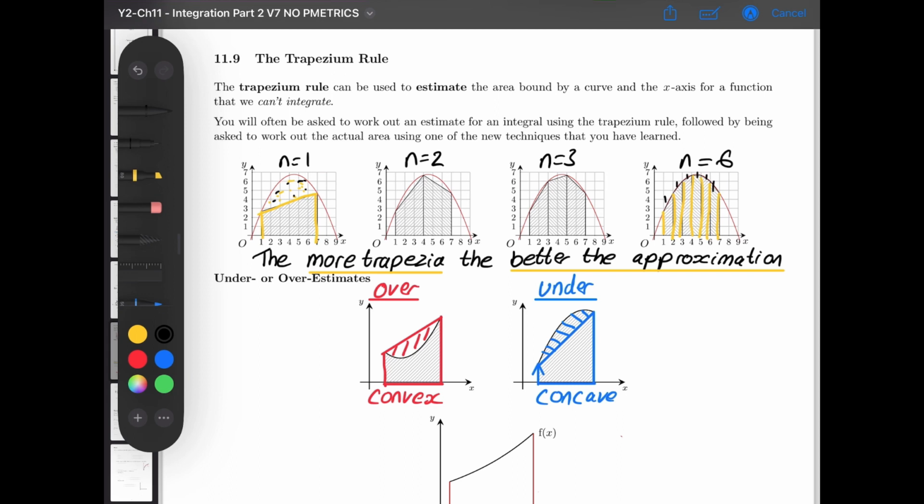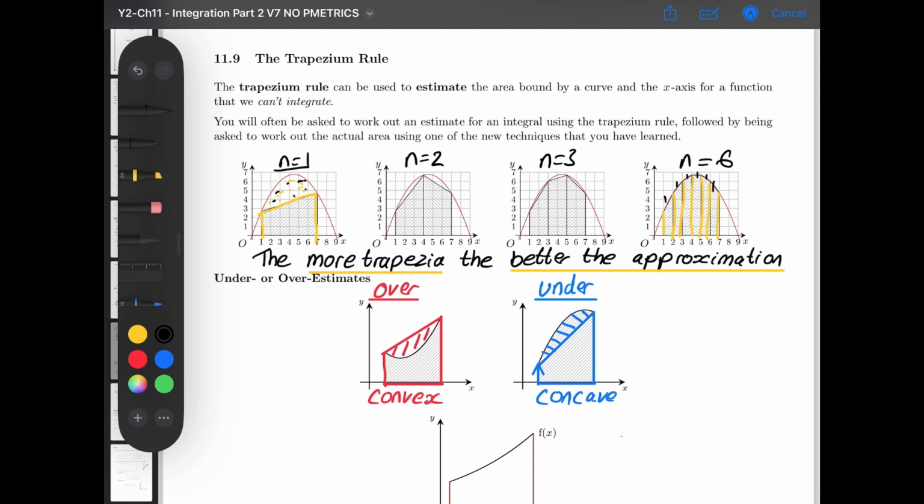So the general picture I want you to imagine is that you've got this red curve here, maybe a quadratic, maybe something much more complicated. And we can approximate the entire area under that curve with trapeziums. And the key idea is that the more trapeziums you use, the better your approximation.